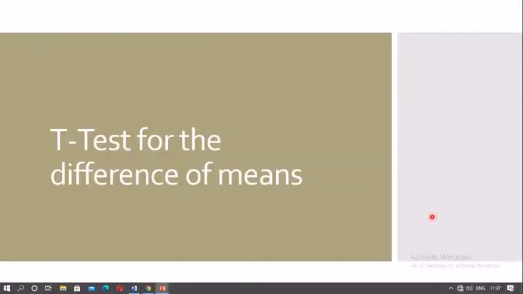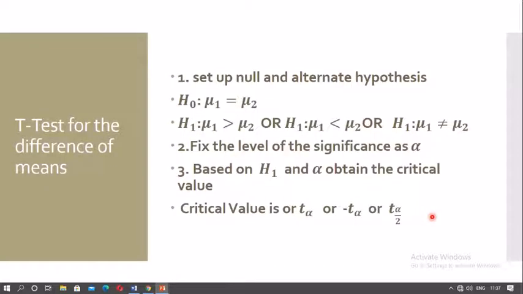Now let's have a look at the t-test for the difference of means. Here also you set up a null hypothesis and an alternative hypothesis. The null hypothesis here is H naught: mu 1 is equal to mu 2. The corresponding alternative hypotheses are given over here. We fix a significance level alpha, and based on H1 and the significance level alpha we obtain a critical value. The critical values are given as follows, and these values can be found from your t tables.